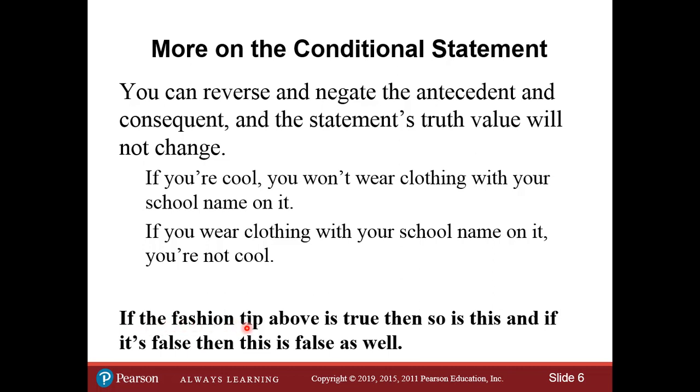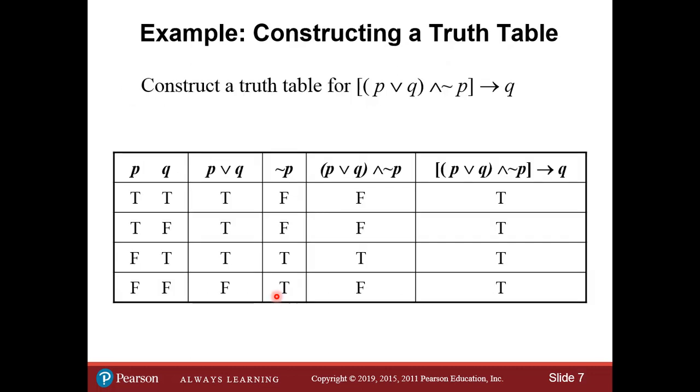Now, if the fashion tip above is true, then so is this. And if it's false, so is this false as well. Okay? And in this case, it's saying the same thing. Okay? So we would say that those are equivalent statements. They have the same truth values for all possible values of P and Q.